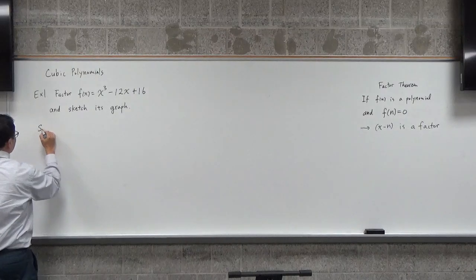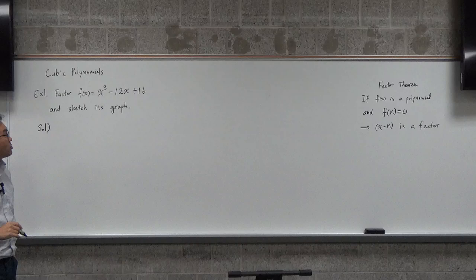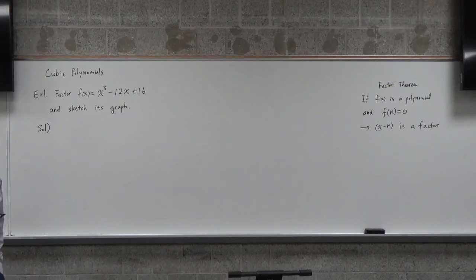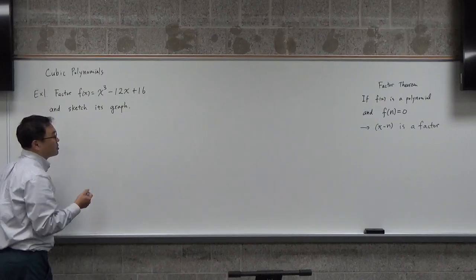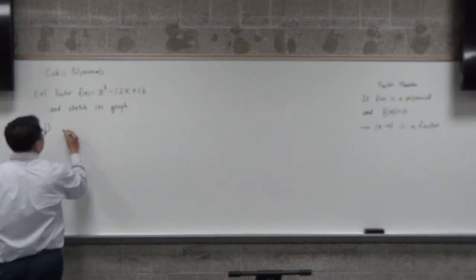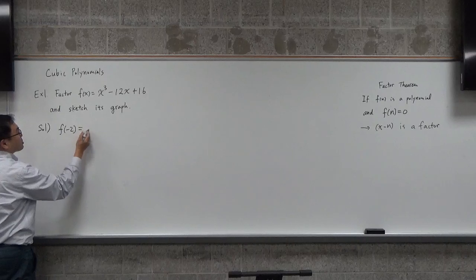So that's the one that we are going to use. And the way we are going to use it is by brute forcing. Just plug in some numbers and see if you get 0, so that I can apply the factor theorem. So you can plug in -2. Let's see, what does -2 do?